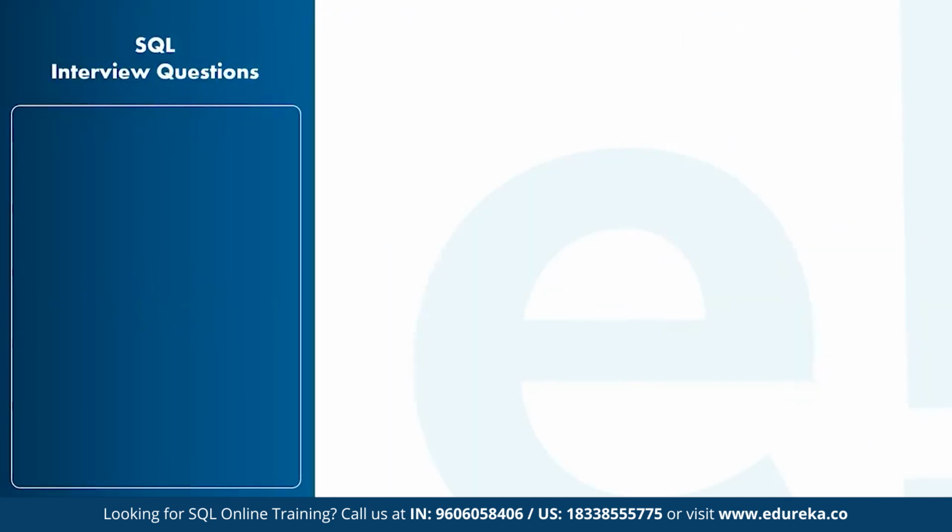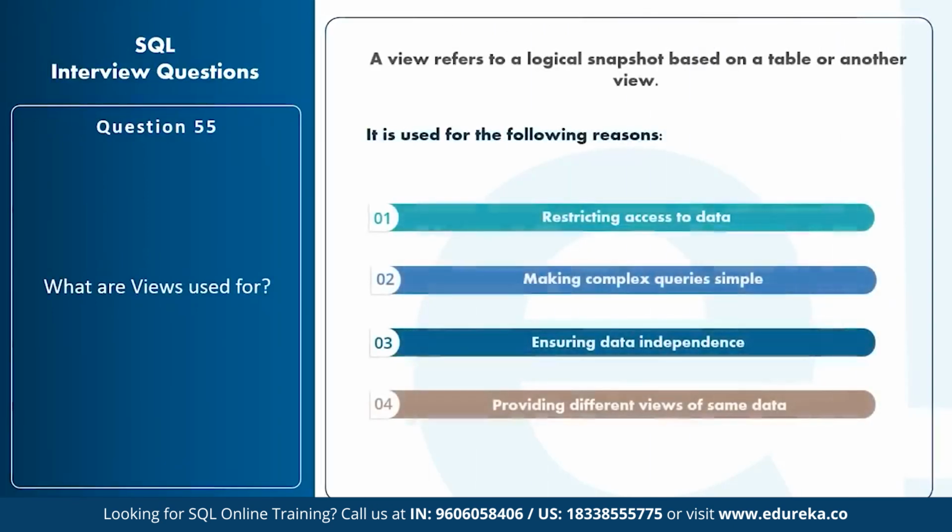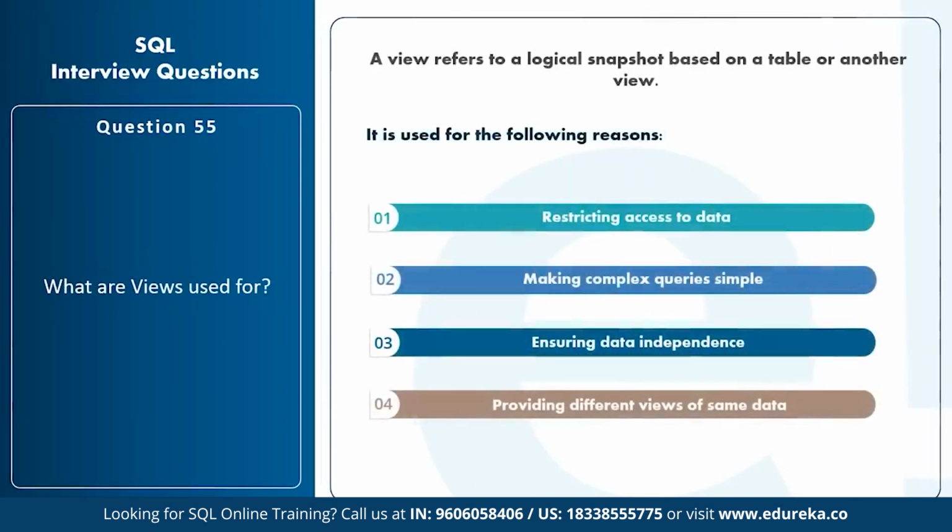Now let's move forward to the next question. What are views used for? Views, as I just explained, basically refer to a logical snapshot based on a table or on any other view. It is used for restricting the access to data, making complex queries simple, ensuring data independence, and also providing different views of the same data. So that's what views are used for. Now let's move forward with the next question.